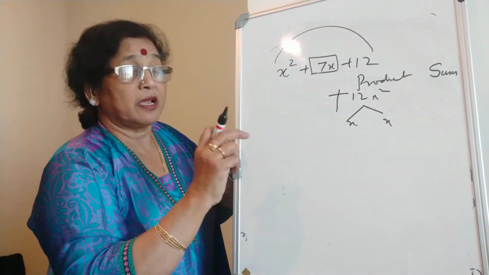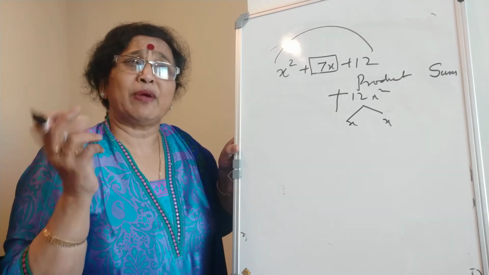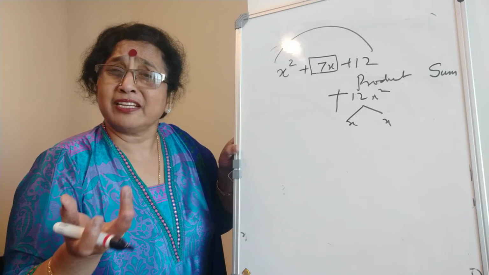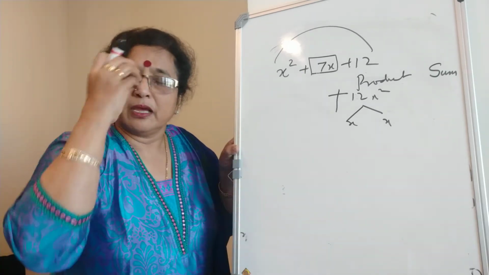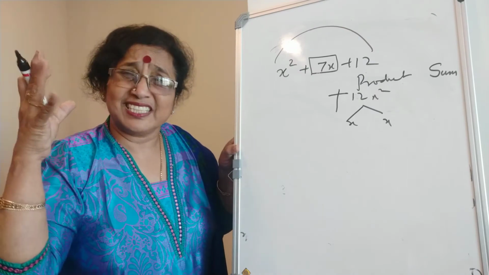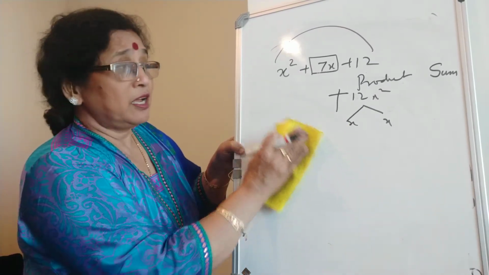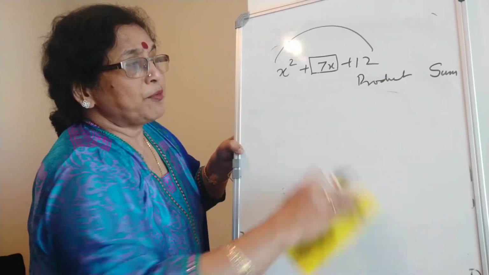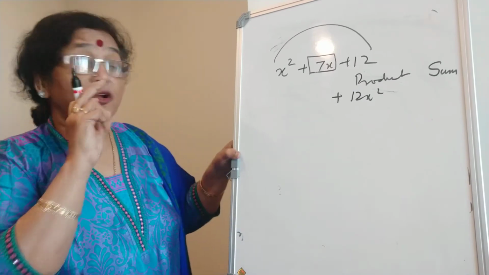Now remember, now the confusion comes for the child. Why am I doing this? When to add, when to subtract, when to take both minus, when to take both plus, when to take the big one plus, when to take the big one minus. A lot of confusion. So I am telling you a very easy method. You have the product as 12x square, and positive. So the product is positive.